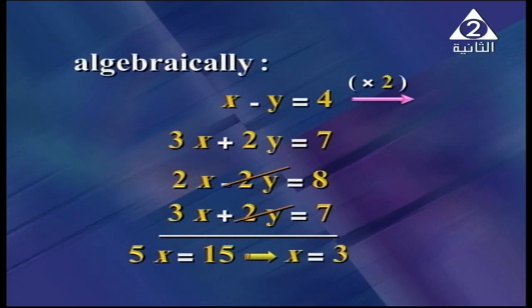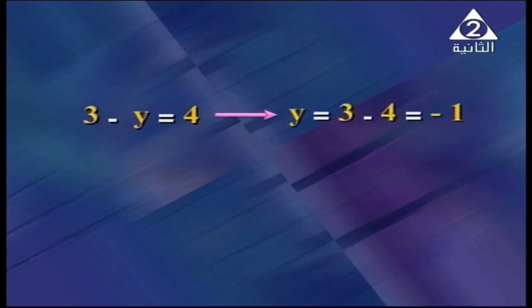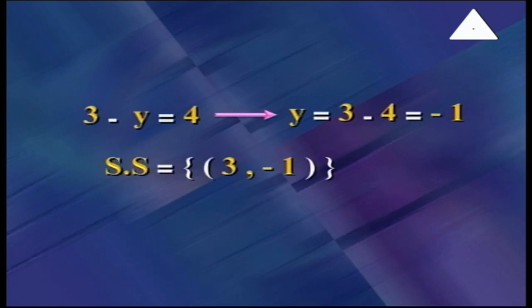And by substituting, you are going to find that 3 minus y equals 4. In this case, y will be 3 minus 4 equals negative 1. And here we can say that the solution set of the equation is 3 and negative 1. This is algebraically. What about it graphically?